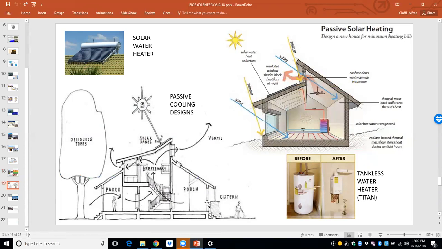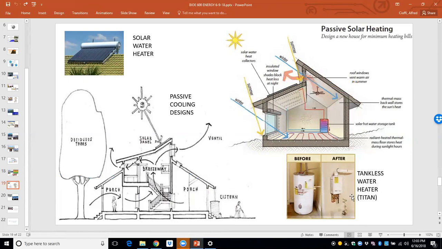This house even has a little cistern here collecting all the rainwater. We have a significant amount of rain here in South Florida. All that could be channeled through gutters into a cistern, and that rainwater could be used for the garden instead of having to use the tap water, which people have to pay for, right? Another one is a tankless water heater, which is called commercially a Titan.